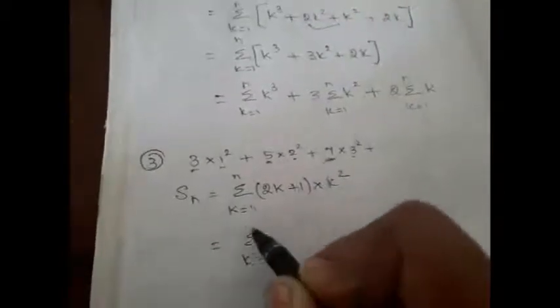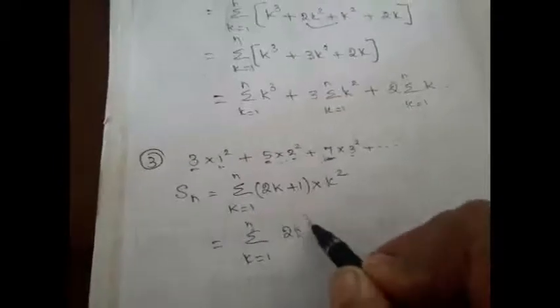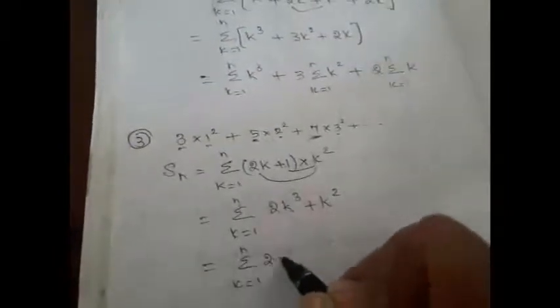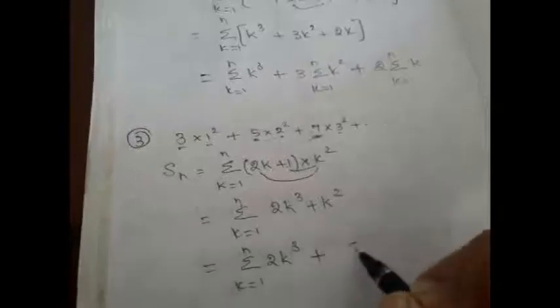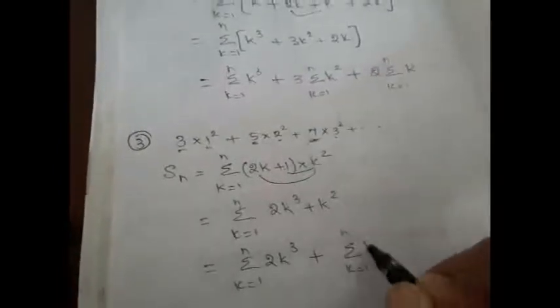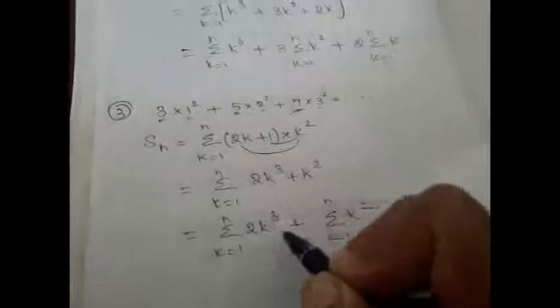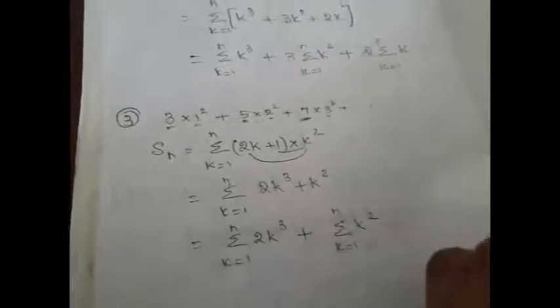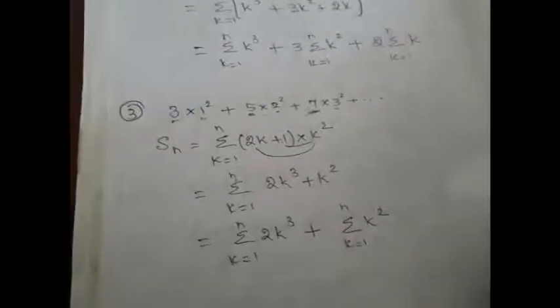Summation k equals 1 to n of 2k cube plus k square. You have to multiply term by term. Then split the summation: summation k equals 1 to n of 2k cube plus summation k equals 1 to n of k square. We know the formula for this k cube. 2 is independent, we can take it out. And for k square also we know.